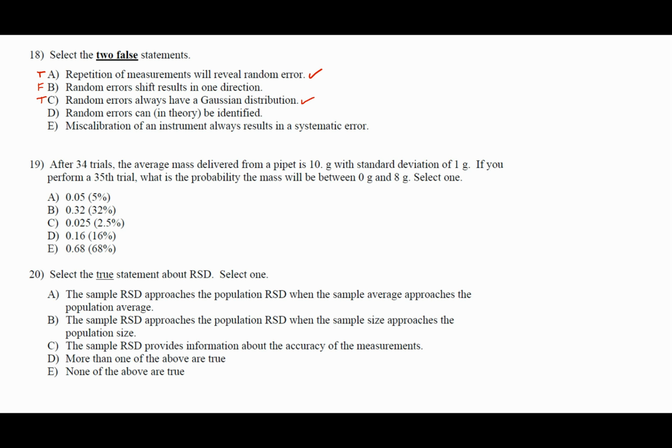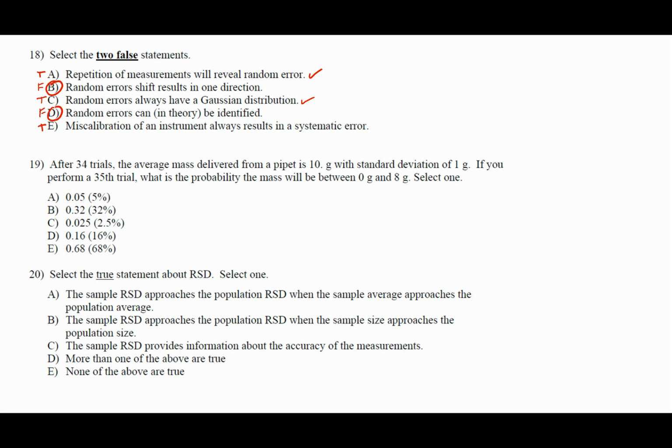Random errors, in theory, can be identified. Okay, so if I have you just take something off the scale and put it back on the scale over and over and over, you're going to get different measurements. You'll never be able to figure out where that is. Now with a systematic error, yeah, you can identify it. Random errors are not really identifiable, right? Miscalibration of an instrument always results in a systematic error. That is true. So the answers to these two are B and D, the two false statements.